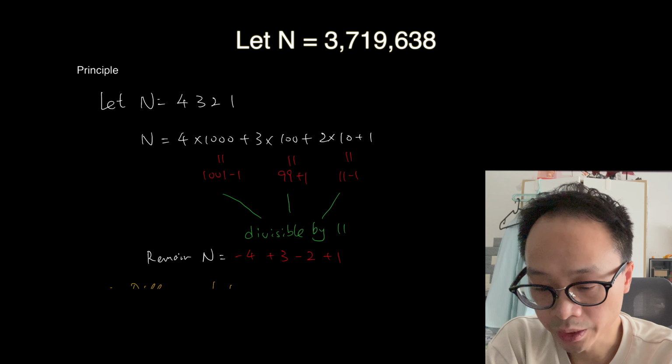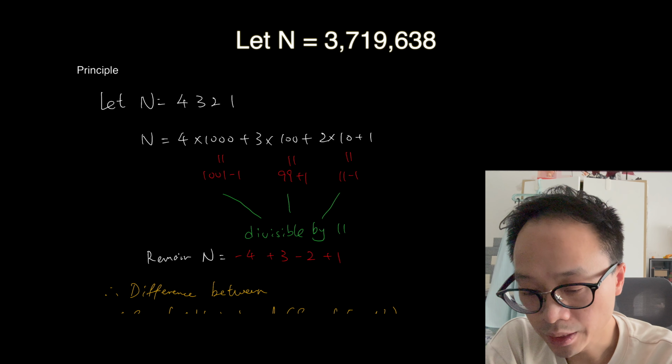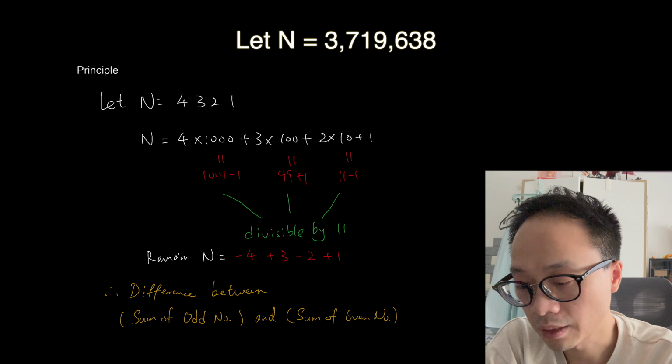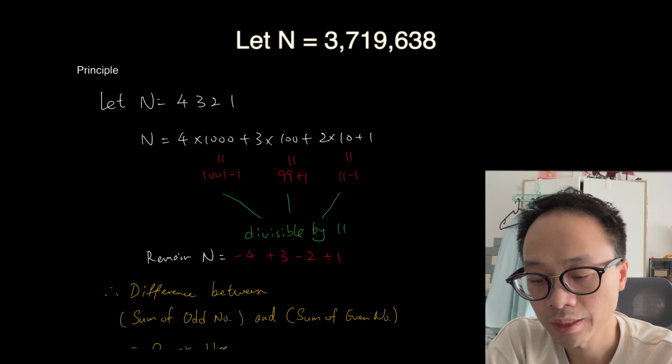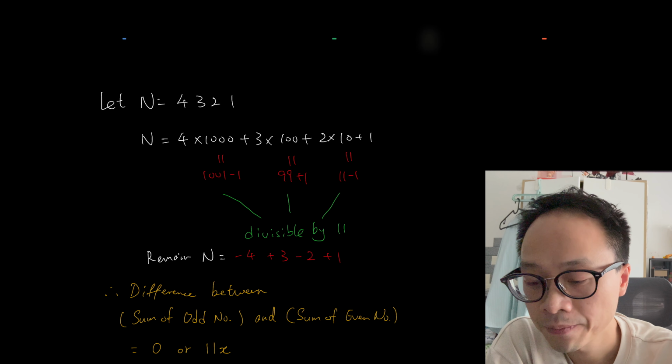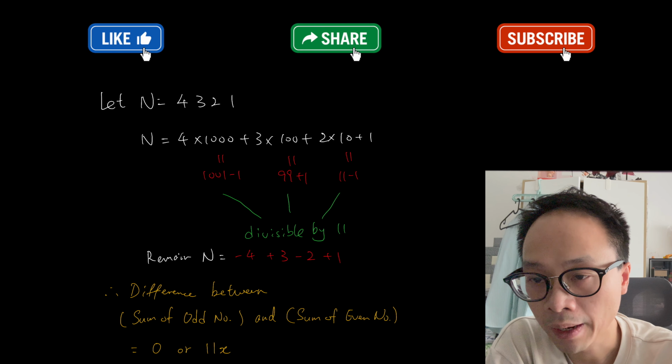So in conclusion, if the difference between the sum of the odd-position numbers and the sum of the even-position numbers is 0 or a multiple of 11, then the number is divisible by 11.